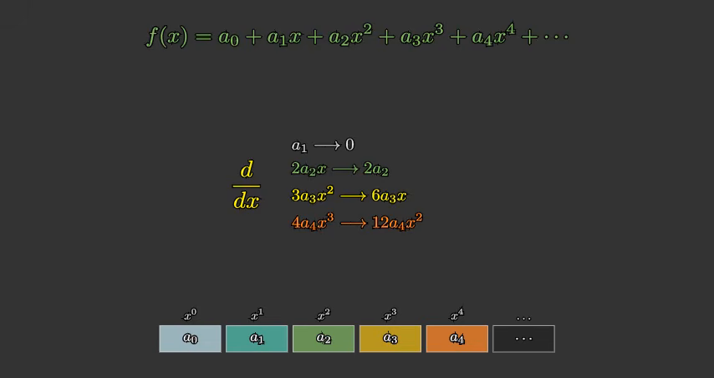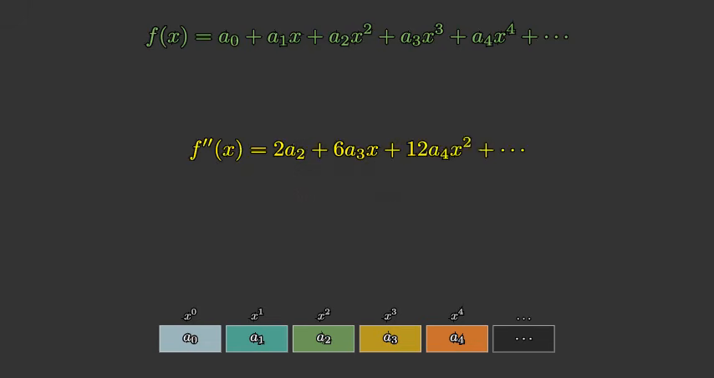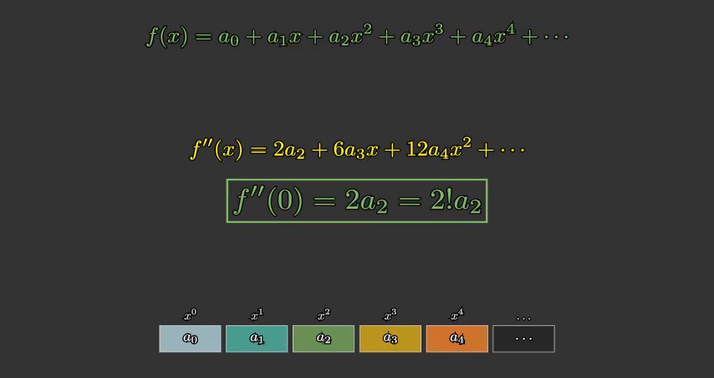Now do it again. Differentiate the first derivative. The term a sub 1 disappears. 2 a sub 2x becomes 2 a sub 2. 3 a sub 3x squared becomes 6 a sub 3x. 4 a sub 4x cubed becomes 12 a sub 4x squared. So f double prime of x equals 2 a sub 2 plus 6 a sub 3x plus 12 a sub 4x squared, and so on.